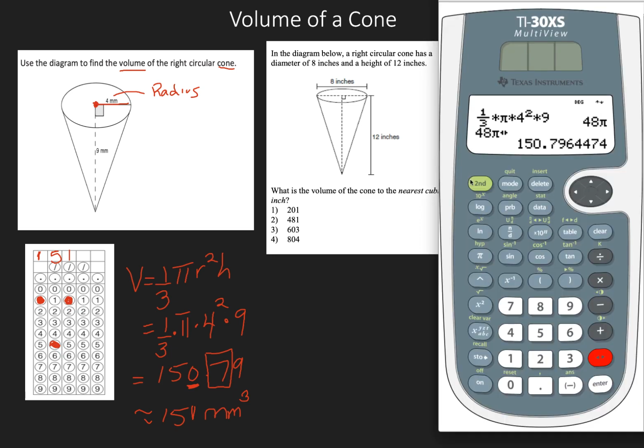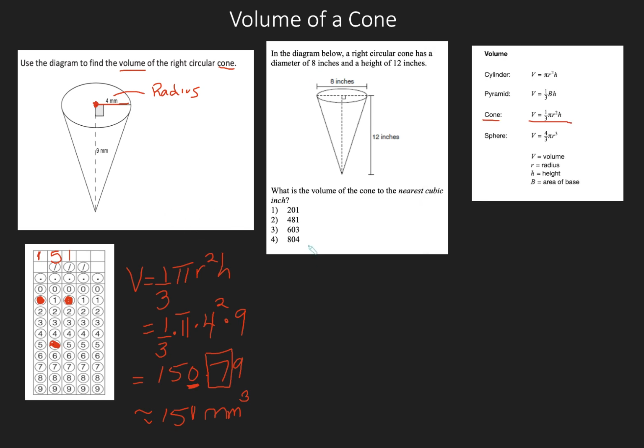Just as always, if you use the estimated value, 1 n over d 3 times 3.14 times 4 squared times your height, which is 9, and you hit enter, notice I got 150.72, which when rounded to the nearest whole is 151. I find that with most of these volume questions, especially if you have a circular base, you're going to have to use pi, and they're going to ask you to round.